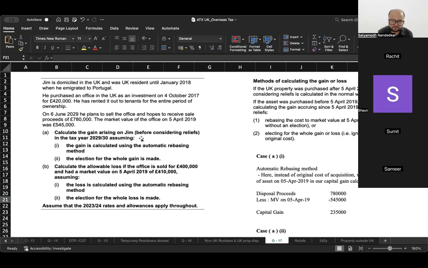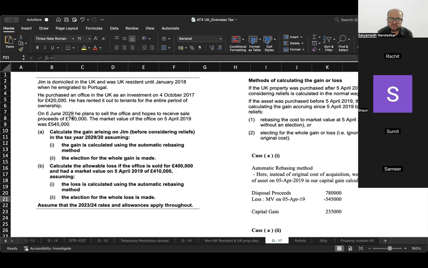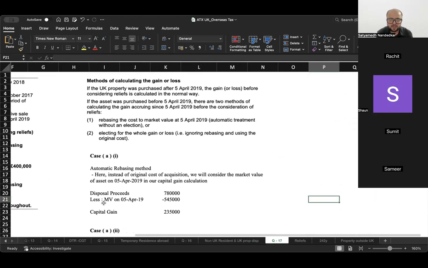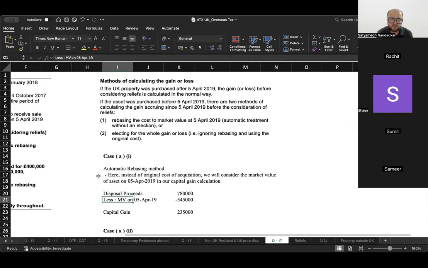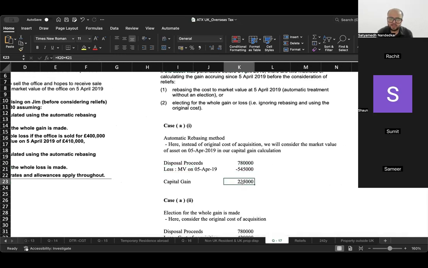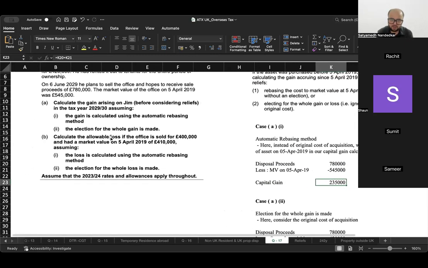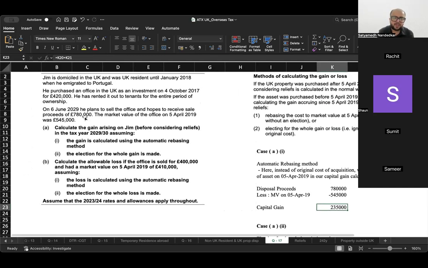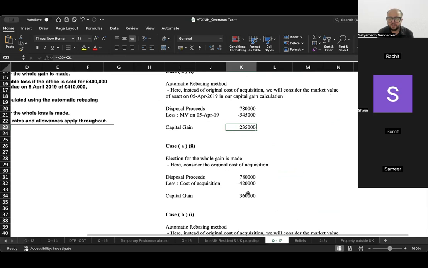Now here see, what are the disposal proceeds? 7,80,000. Okay, disposal proceeds are 7,80,000. From that, if you use the automatic rebasing method, instead of considering the original cost of acquisition, which is 4,20,000, you can consider the market value on 5th of April 19, subtract that amount and get your capital gains. If you do not make the automatic rebasing election and you choose for the whole gain to be taxed, then 780 minus 420, and the capital gains tax will be levied on 3,60,000. Okay, are you with me, all of you?